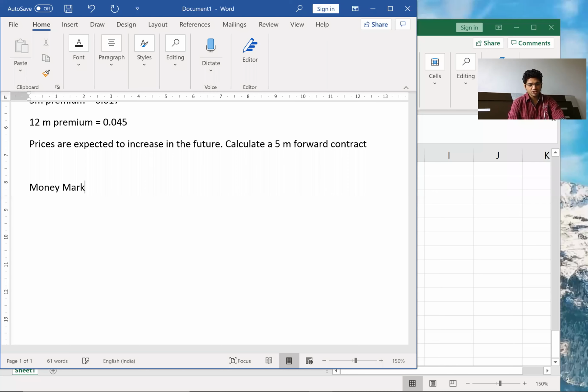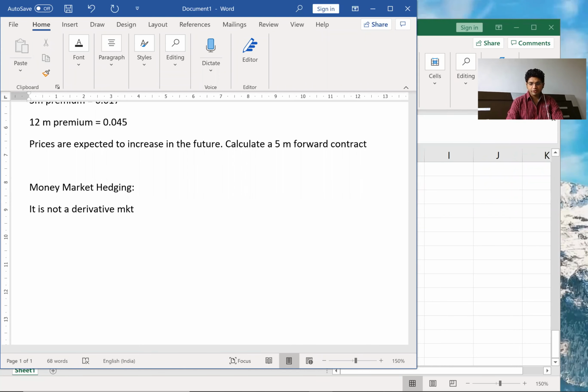So now we'll go on to the second method of hedging, that is the money market hedge. Again, this is only logical. There is no specific formula for money market. It is completely on the basis of logic. Let us understand it then. Money market, as I said before, is not a derivative market.